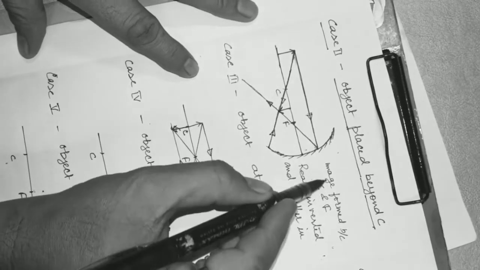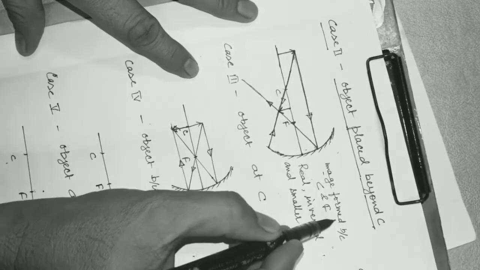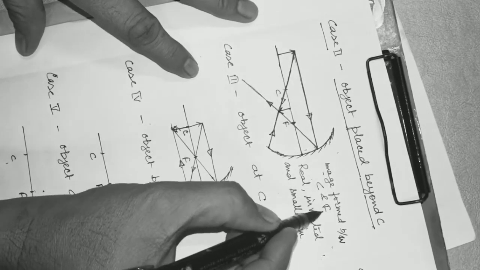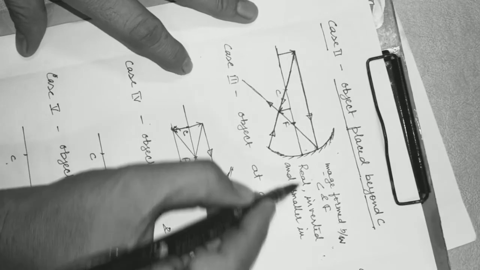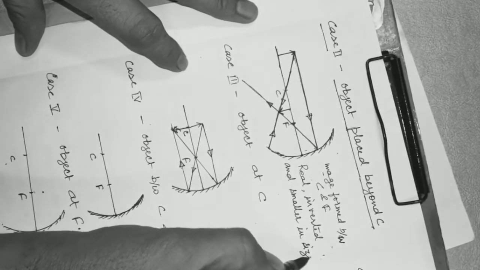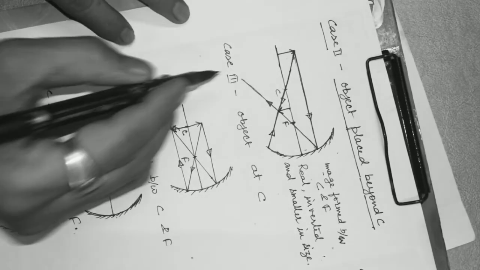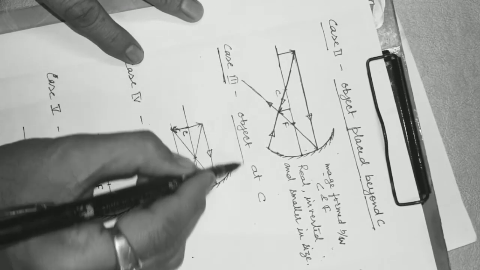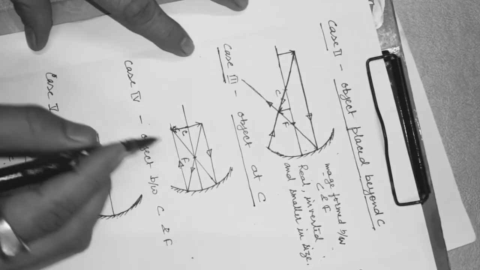So what is the nature of the image formed? The image formed between center of curvature and focus is real, inverted and smaller in size. Case third, we will move faster now. Case third, object at C, object at center of curvature.